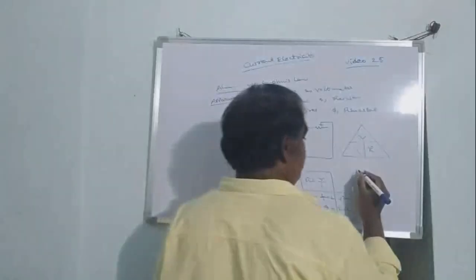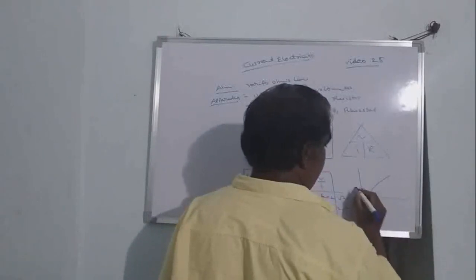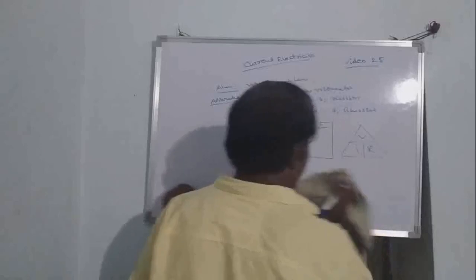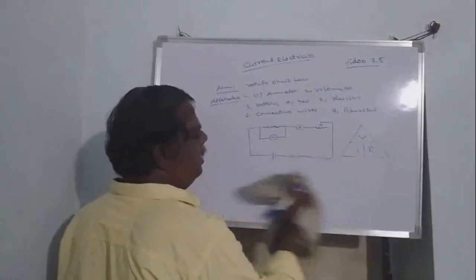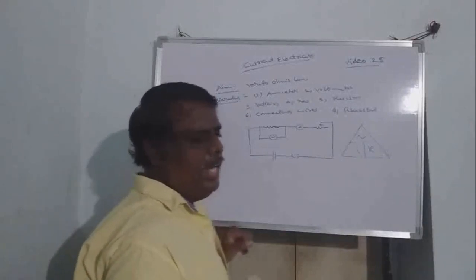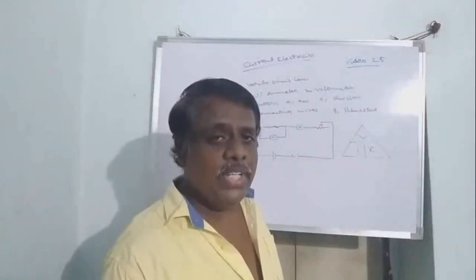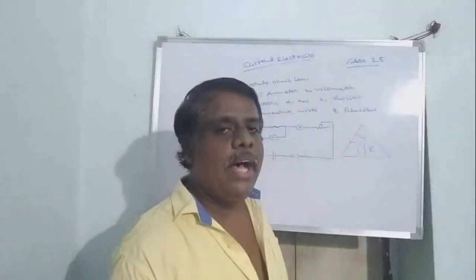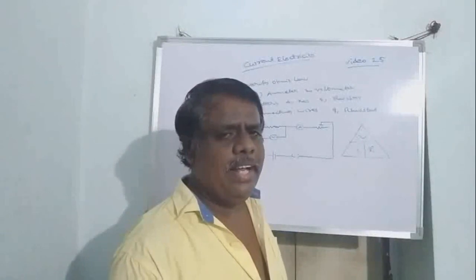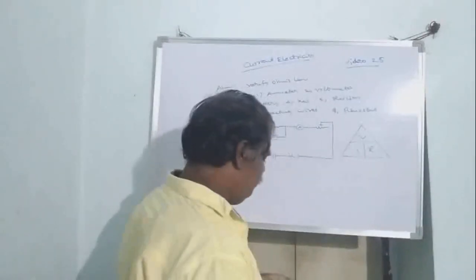In a graphical representation, you should get a straight line between voltage and current. If current increases, voltage also increases. The conductors which obey Ohm's law are called ohmic conductors. Mainly all metals are ohmic conductors. The conductors which do not obey Ohm's law are called non-ohmic conductors, mainly the diode and transistor. These are examples of non-ohmic conductors.